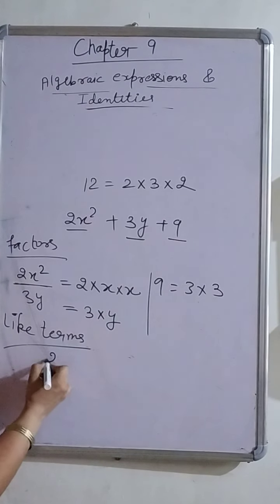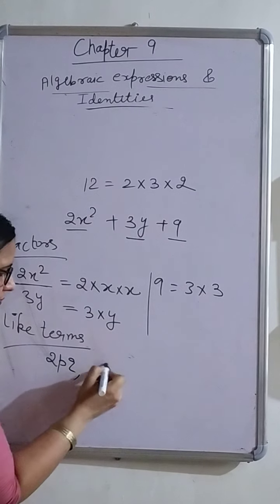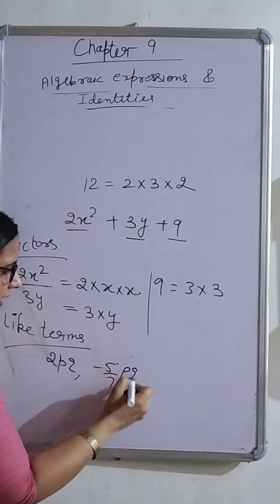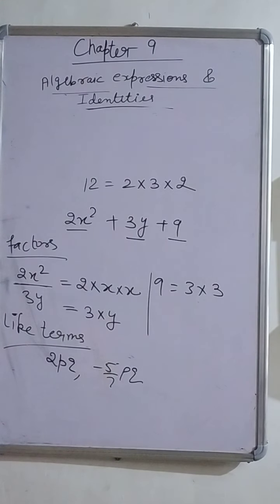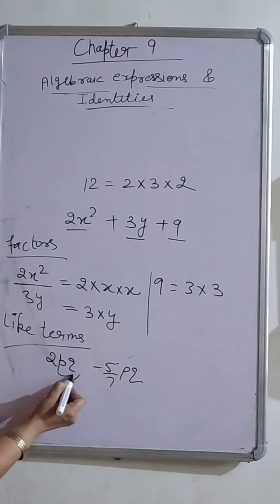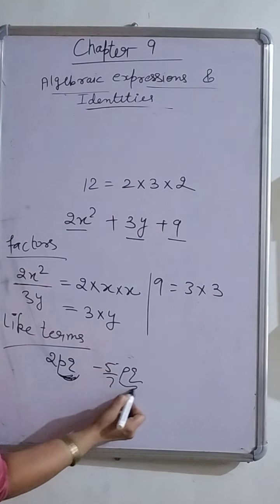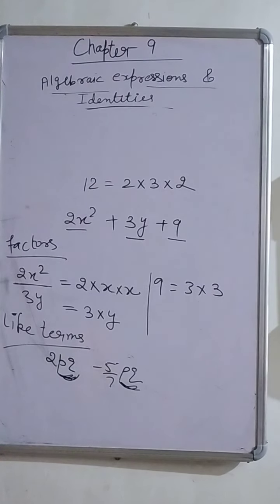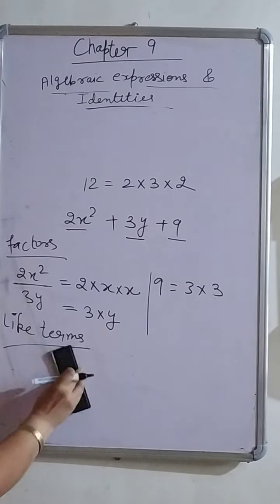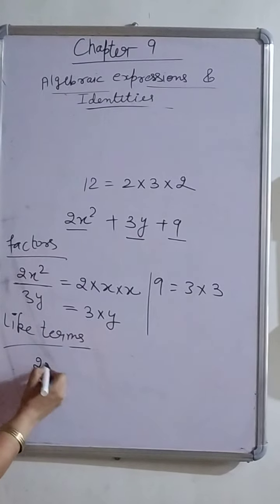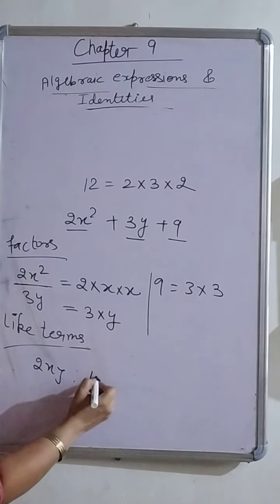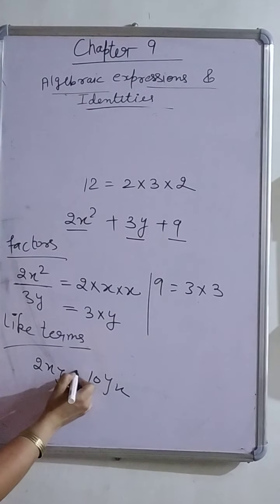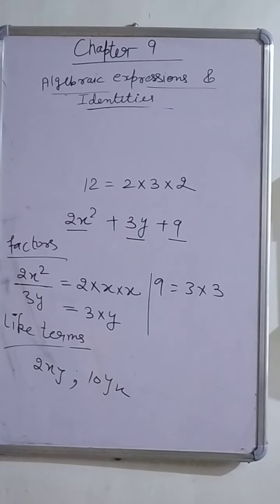You can take more examples. 2pq and minus 5 by 7pq. Now see, when you factorize, variable factors are p into q. In this term also variable factors are p into q. So these are like terms. Now tell me, 2xy and 10yx. Are these like terms?